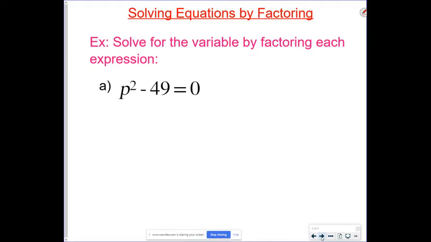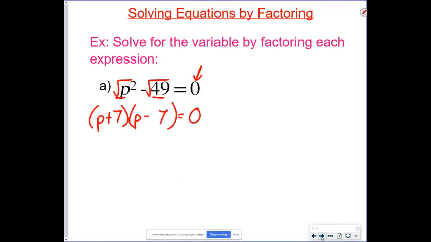So as we look at our first example, p squared minus 49 equals 0. Well, as we look, these are binomials. Thinking back to our previous slide, we need to set it equal to 0, which it is, so that's good. And now we can factor. P squared minus 49 is a difference of perfect squares. So I'm going to factor just like I did on Thursday. Square root of p in each of them, the square root of 49 is 7. Put plus and minus in between, still setting it equal to 0.